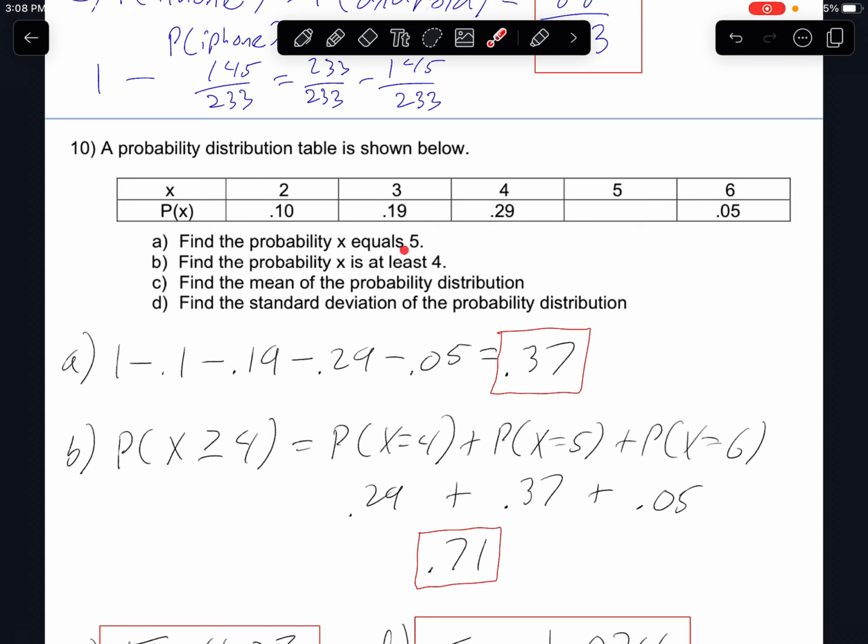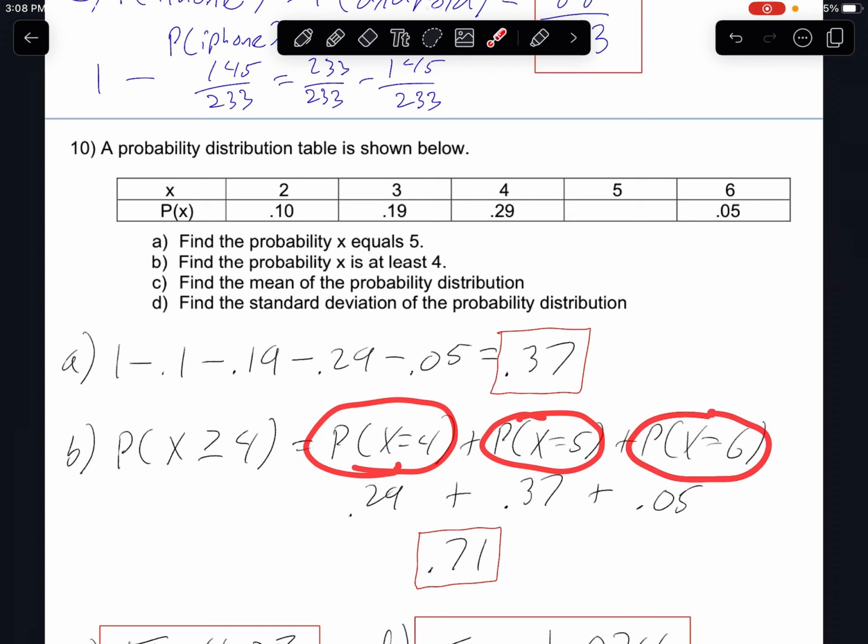Now find the probability that X is at least 4. Sorry about that. So we want to find the probability that X is at least 4. Now since this is all written out for us, that's pretty nice, because we can find the probability X is at least 4, which means we want the probability X is equal to 4, plus the probability X is equal to 5, plus the probability X is equal to 6. And again, we stop at 6 because that is the highest outcome value.